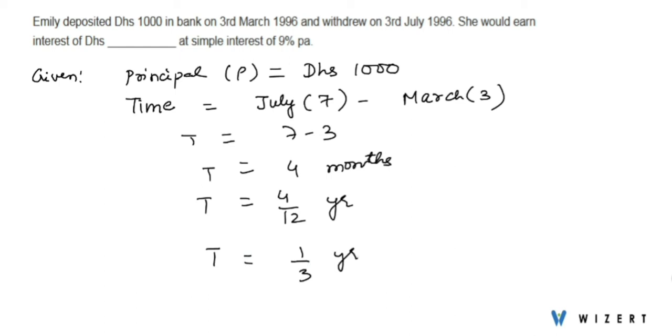This is our time. Now rate of interest. Rate of interest, let's say R, is also given in the question as 9% per annum. And what we have to find is simple interest.